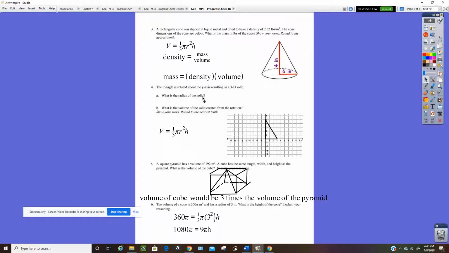So the radius of the solid here is going to be from 0 to 3. So the radius is 3, and then the height is 5. So you're going to plug in a 3 and a 5 into here, find the volume.